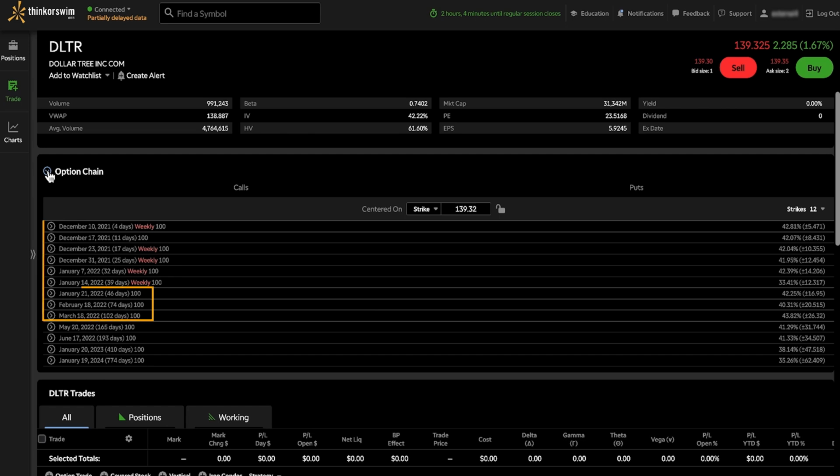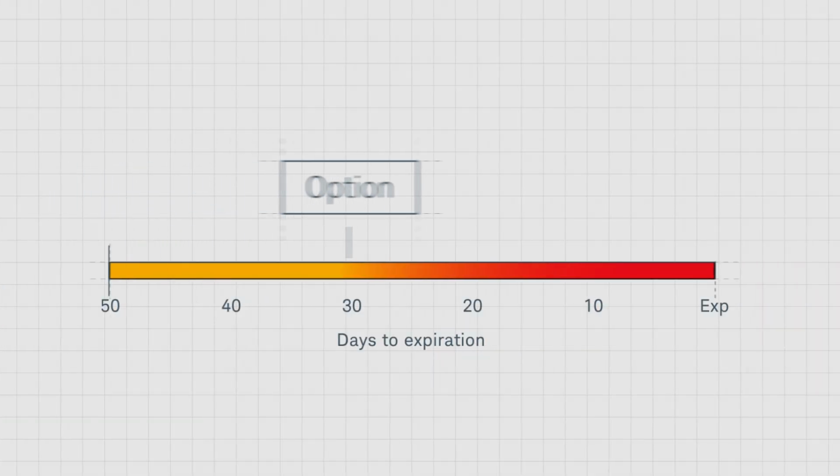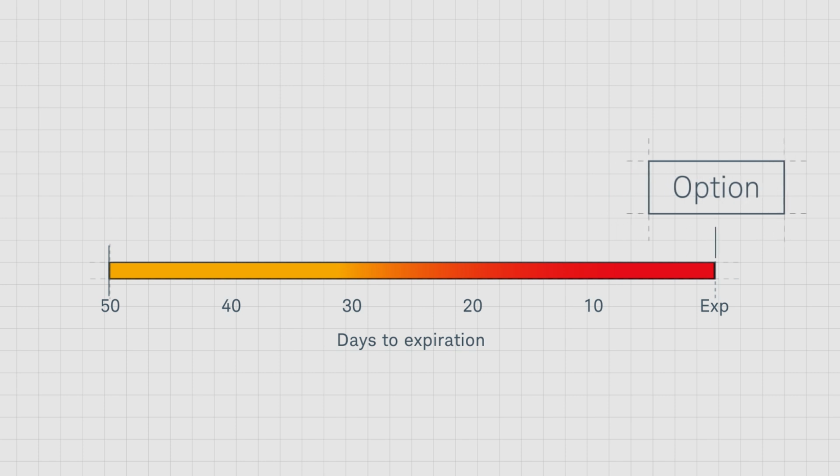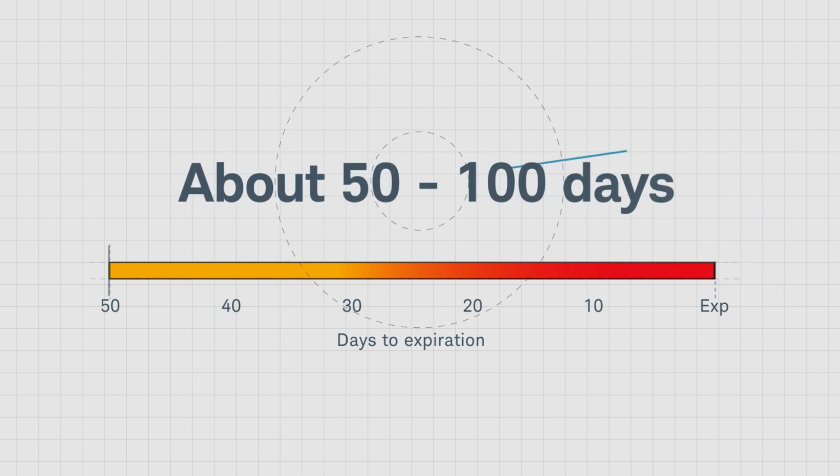Even though you may only plan to be in the trade a few days to a few weeks, consider going much further out for your expiration. Think around 50 to 100 days. We don't plan on holding the option all the way to expiration. We're just trying to take advantage of a projected price move and get out.